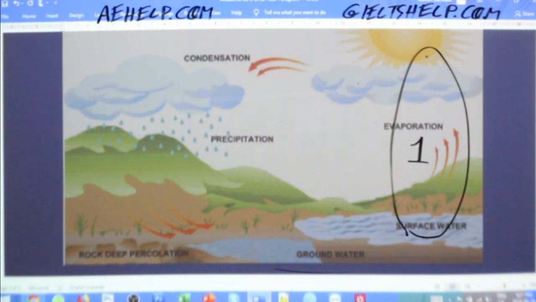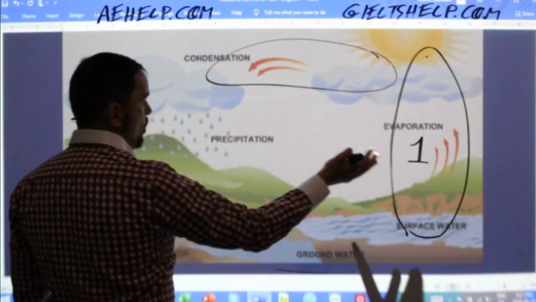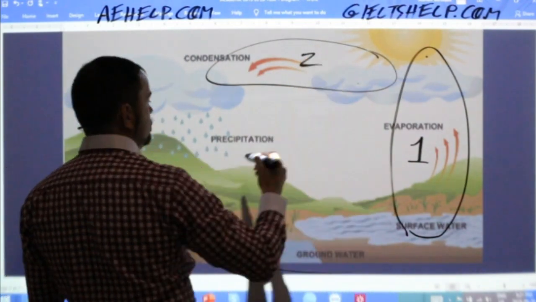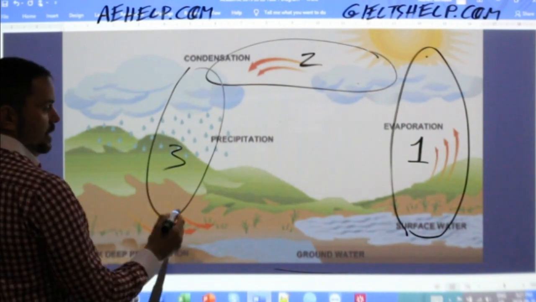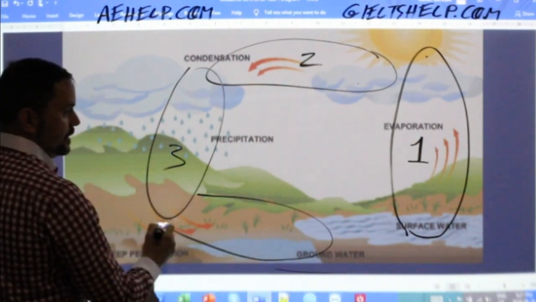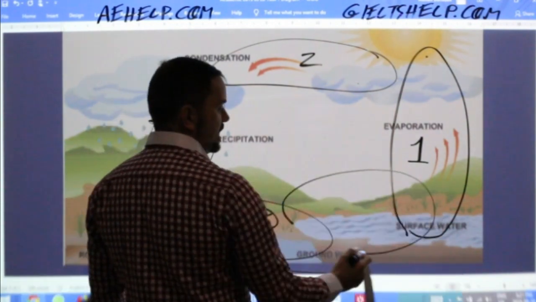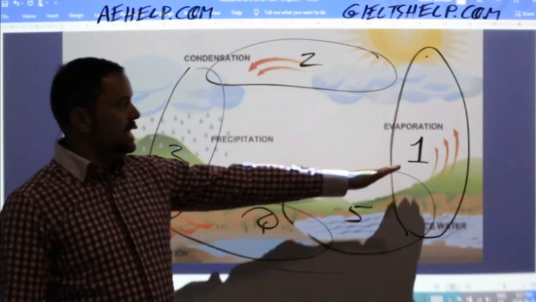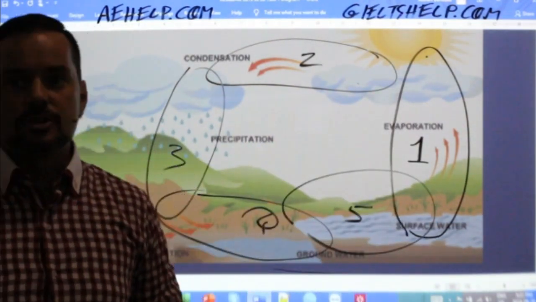Okay, so yeah, evaporation's a good start. And then, of course, we're going to move in this direction. You would not want to jump around. That would be a really bad idea. So we're going to go number 2 here, number 3 here, number 4 here, and maybe if you decided that there's 5 steps, maybe a number 5 there. So that would make sense for our process description or explanation.